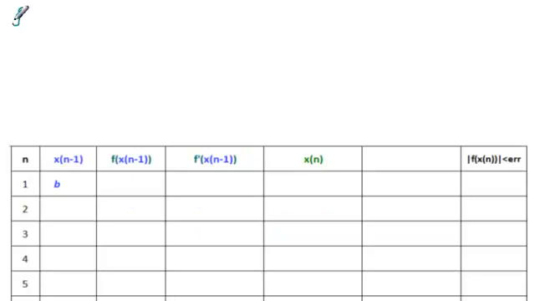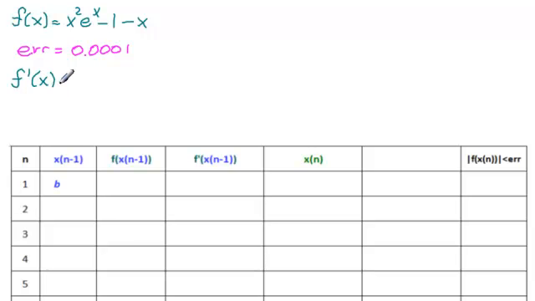So our function is f of x equal to x squared e to the x minus 1 minus x. And our error is 10 to the minus 4, so 0.0001. And we need a start point, which we'll work out over here, and we also need the derivative. So let's find the derivative. F prime of x equals, this is a product, so 2x times e to the x plus x squared times e to the x minus 0 minus 1.